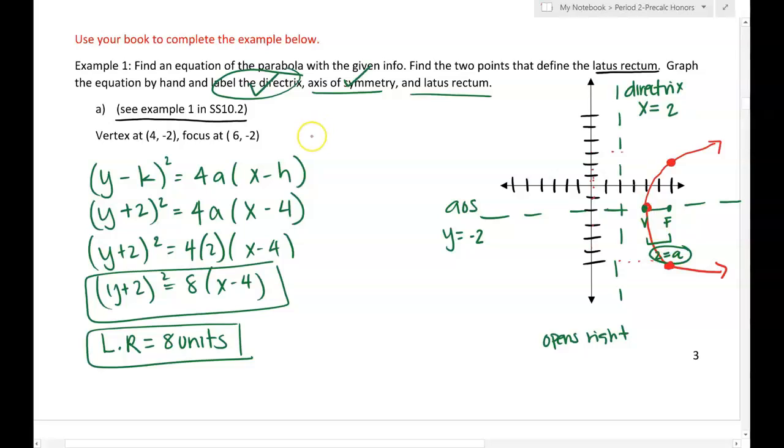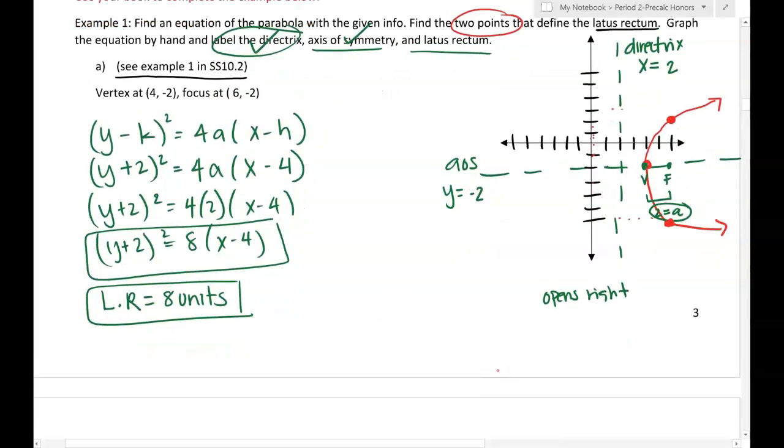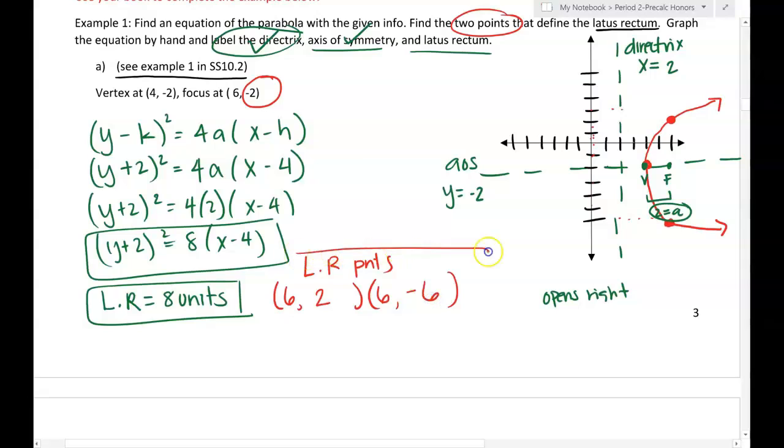Okay, so latus rectum points, because it says here, find 2 points that define the latus rectum, and we have them both. So the 2 points, L, R points, okay? 2 points are from the focus. We know the focus started at 6, so both of them are still going to have 6 for the x value. We know the total length of the latus rectum is 8, so we take the y value of the focus and we add 4 and we subtract 4. So if we add 4, we have 2, and if we subtract 4, we are going to have -6. So those are the 2 points that will define the latus rectum.